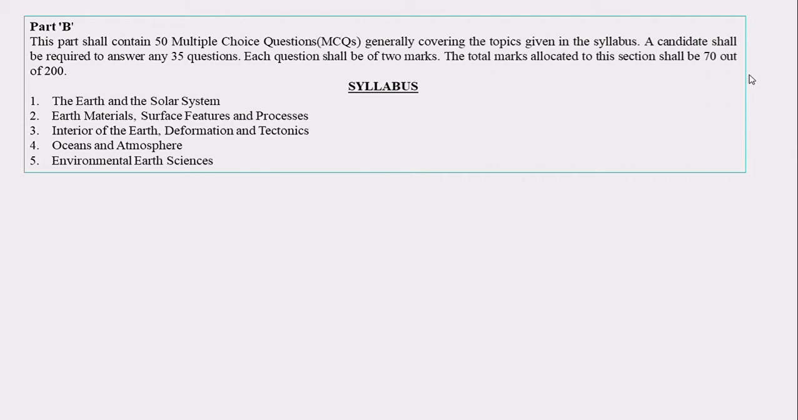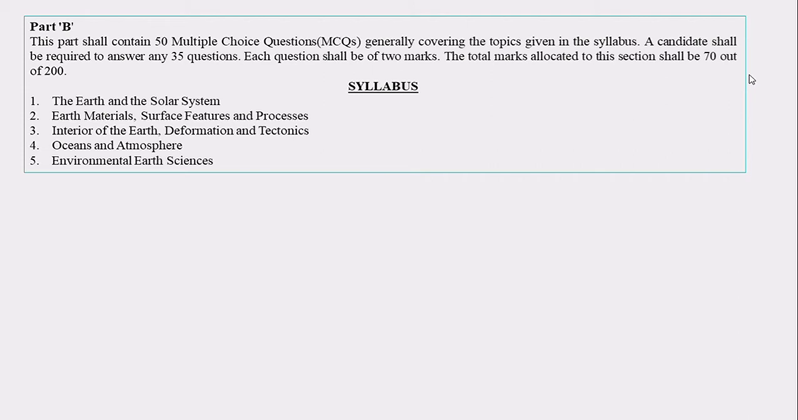And the syllabus for Part B is, the first one, Earth and solar system, and the Earth material, surface, features and processes. Probably this will be covered under geomorphology. The interior of the Earth, deformation and tectonics, and this will be covered under the structure and tectonics heading. Ocean and atmosphere, and environmental earth sciences.